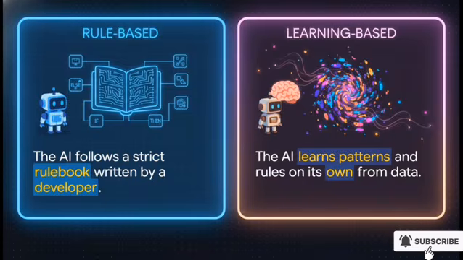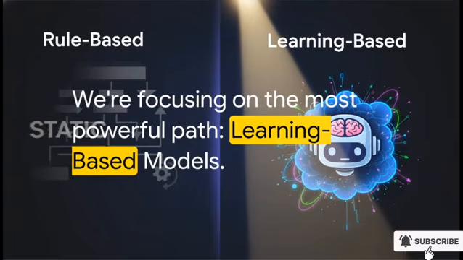But on the other hand, we have the learning-based approach, and this is where the real magic happens. Instead of a rule book, we give the AI a mountain of data, and it figures out the patterns and rules all by itself. Now that rule-based way is useful for simple things for sure, but it can't learn, it can't adapt. The real power, the tech behind your Netflix recommendations and your photo gallery, that's all on the learning-based approach. So for the rest of our session today, this is where all our focus is going to be.